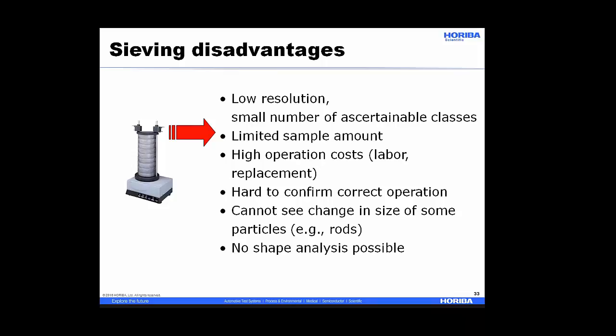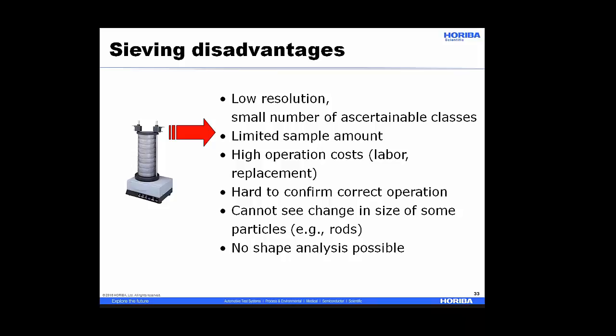Sieving does have disadvantages, particularly as you start pushing your process. It has a fairly low resolution, so there's a small number of size classes that you can use in a single sieving measurement. You have a limited sample amount. I didn't get into that, but you really need to have enough material that you can weigh and not so much material that you start to overload or blind your sieves. Your operation costs can climb because you're going to need a fair amount of labor, and you're going to find out that this wants to be skilled labor.